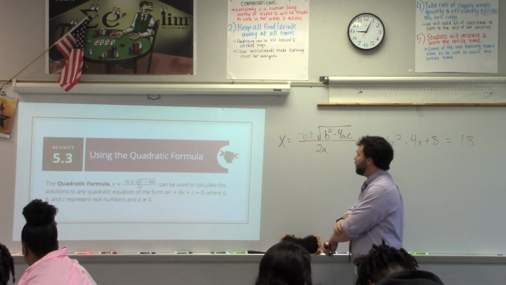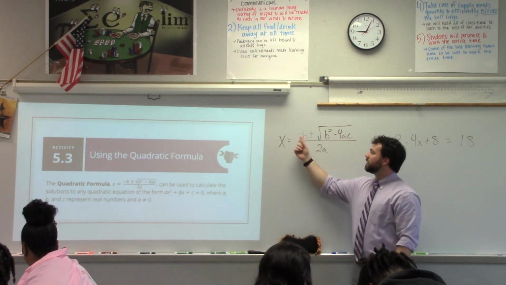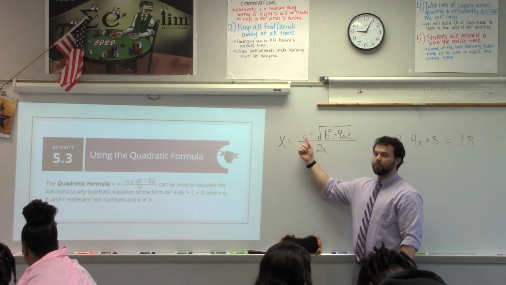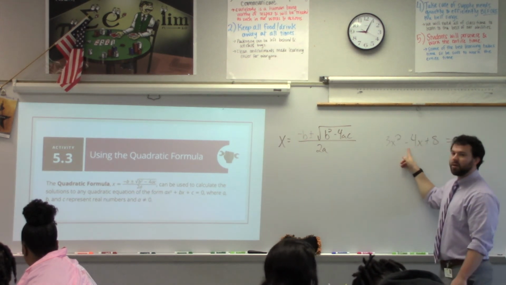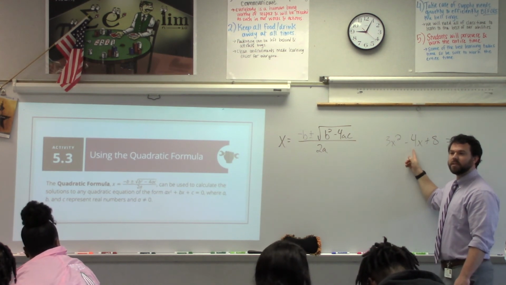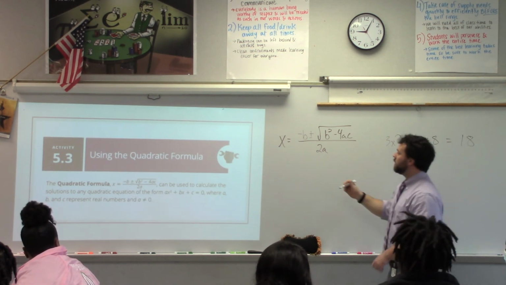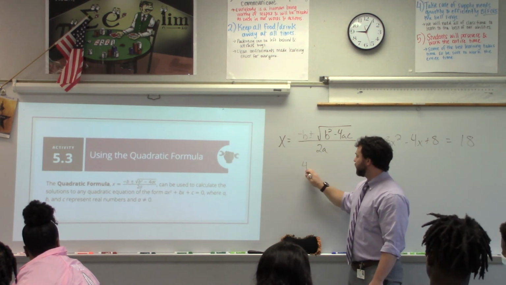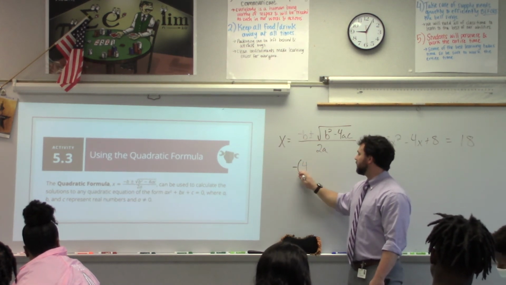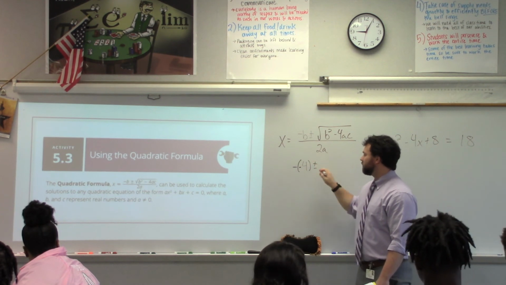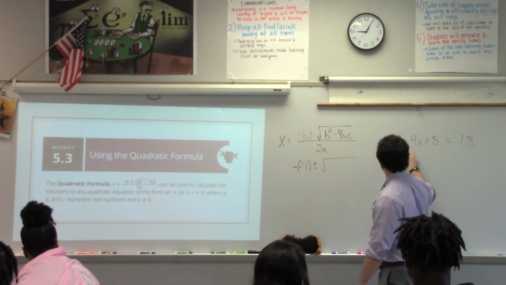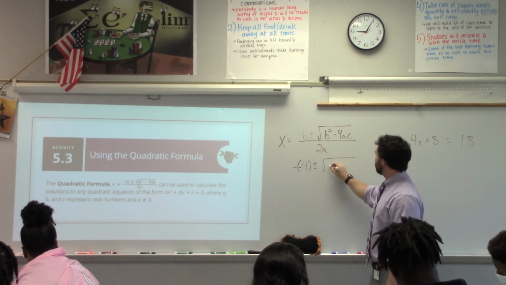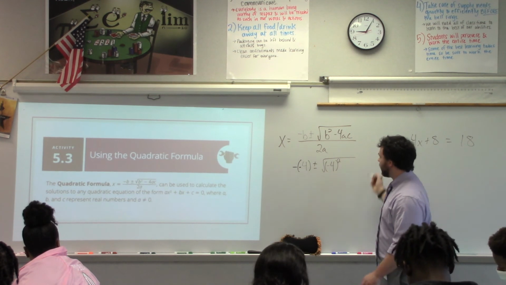Now, one thing I want you to pay attention to here is, this does not mean that this is always a negative. This means the opposite of b. So right here, b is already negative. What's the opposite of negative 4? Positive 4. So when I put that, it's actually going to be a positive 4, because it is the opposite of negative 4. Okay? And then we would substitute in that negative 4 here. So negative 4 squared, and continue on.